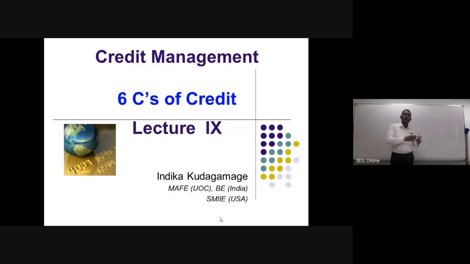So whether it is consumer credit or commercial credit, how a bank will look at this project initially starting, right? We look at 6 C's of credit. We say 5 C's, we say 7 C's, but under your syllabus, it is 6 C's of credit. What is the most important aspect when you are looking at giving a facility?